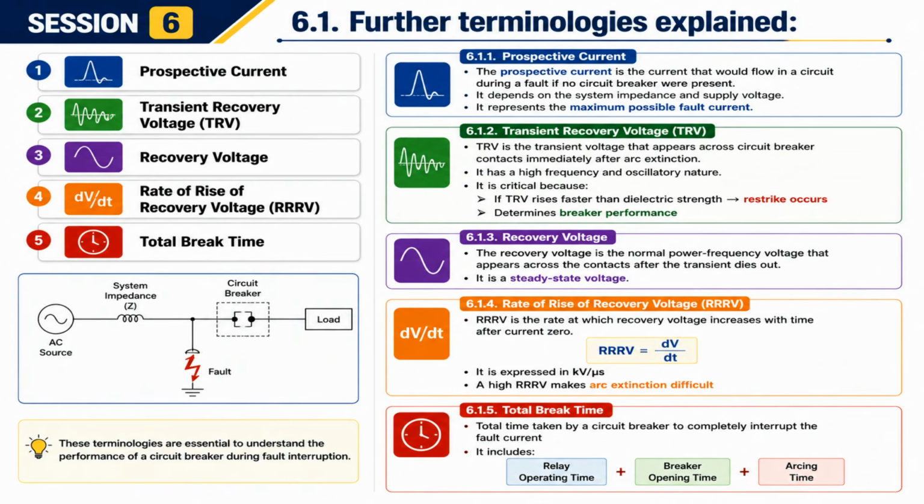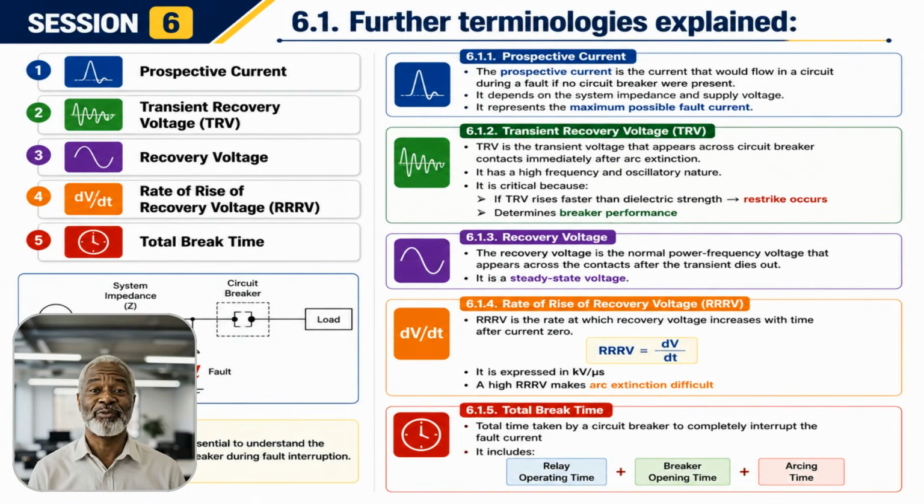2. Transient recovery voltage, TRV. TRV is the transient voltage that appears across the breaker contacts after arc extinction. It has a high frequency and oscillatory nature. If TRV rises faster than the dielectric strength, the arc restrikes. It is an important factor in circuit breaker design. 3. Recovery voltage. Recovery voltage is the normal power frequency voltage across the contacts. It appears after the transient voltage disappears. It is a steady-state voltage.